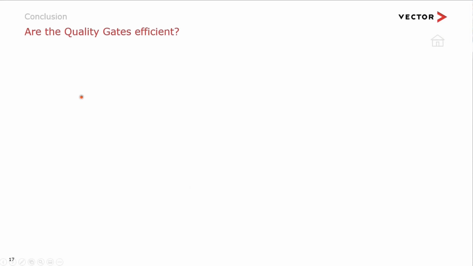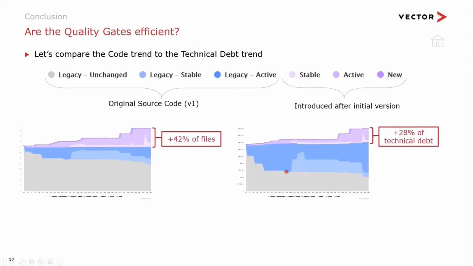In conclusion, we wanted to evaluate the efficiency of the quality gates. We started one year ago by stating that it's wonderful, it's great, and so on. But we actually wanted to go deeper in that evaluation. So we analyzed the trend of the code and the trend of the technical debt. We use these two graphics also coming from Squore.